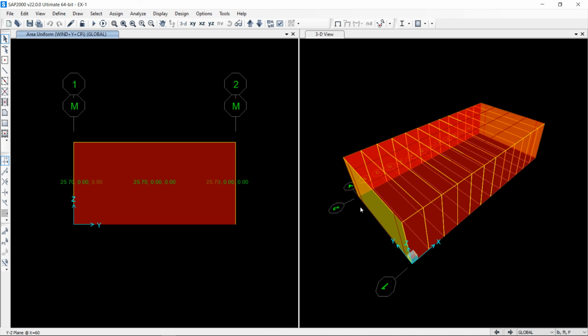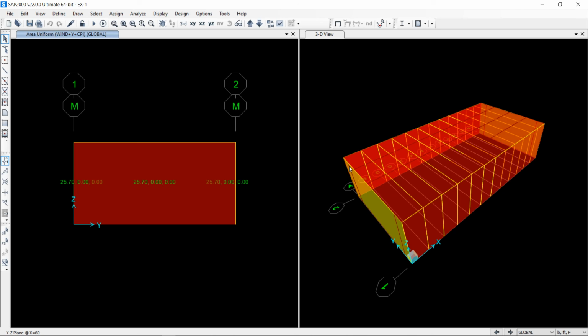We can calculate the wind load on windward side. In that case, the windward side will be this face, leeward side, this face, and side wall and the roof, etc. Similar procedure can be used, and the structure should be loaded like this.